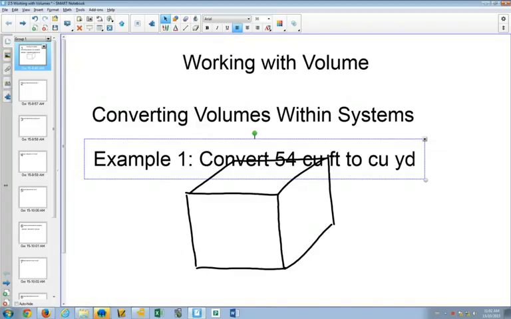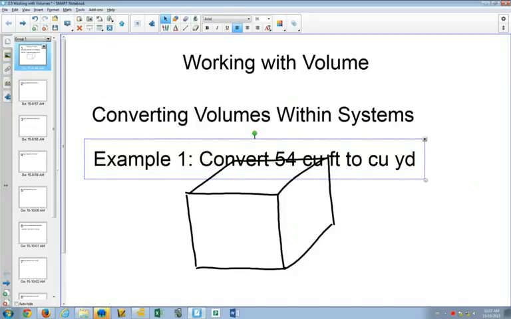So that is how big a cubic foot is. This is used whenever you're transferring or measuring things in volumes. You can imagine boxes. We have 54 of these boxes that are all this size, and we're wondering how many cubic yards that is.